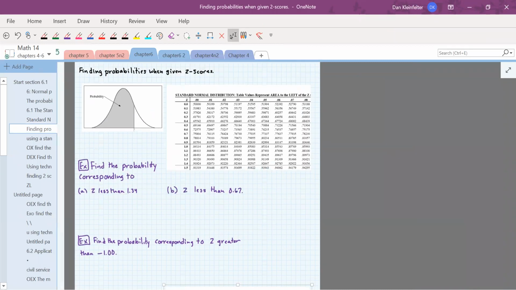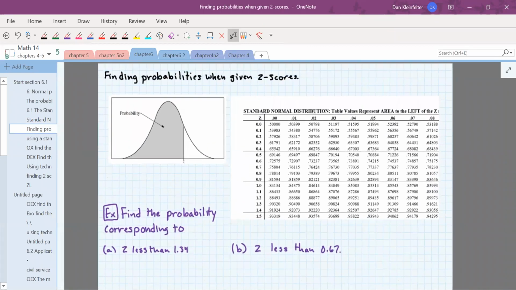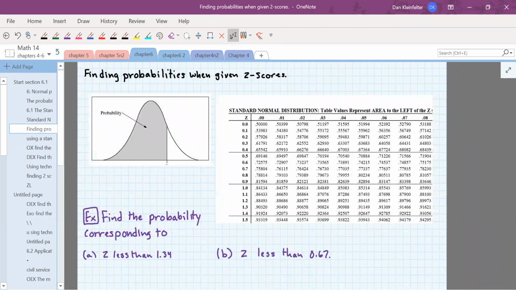One of the main things that we're going to want to do is to be able to find probabilities when given what are called z-scores. So we need to talk about what a z-score is. We had dealt with a z-score back in chapter 3, but we should go back and take a look at that.